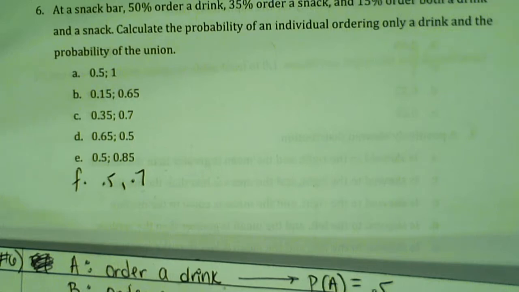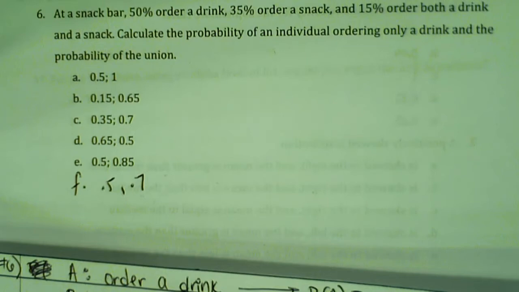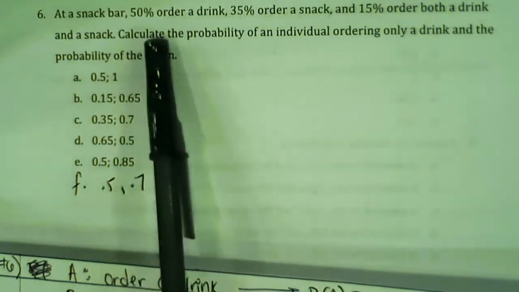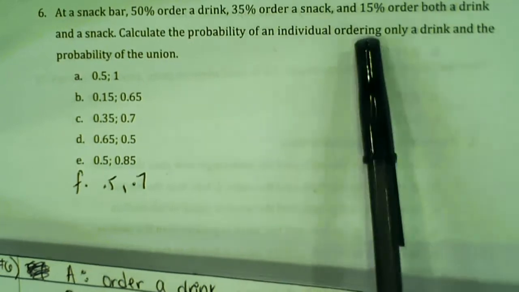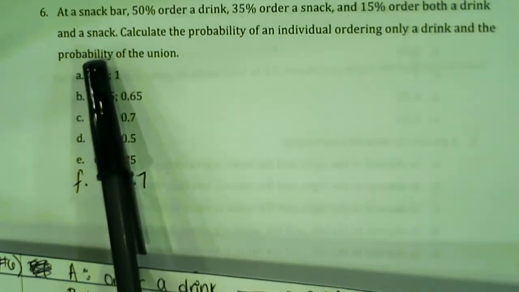Yes. Isn't it the probability of only a drink? So when we have to subtract out the intersection? Can you repeat that? I mean, there's a 50% chance to order a drink, but there's an overlap of 15% with drink and the other thing, a snack. Yeah, so they could order a drink and a snack together. You only want the drink by itself. Exactly. So you're given here 50% is ordering a drink, 35% order a snack, and then 15% order a drink and a snack.